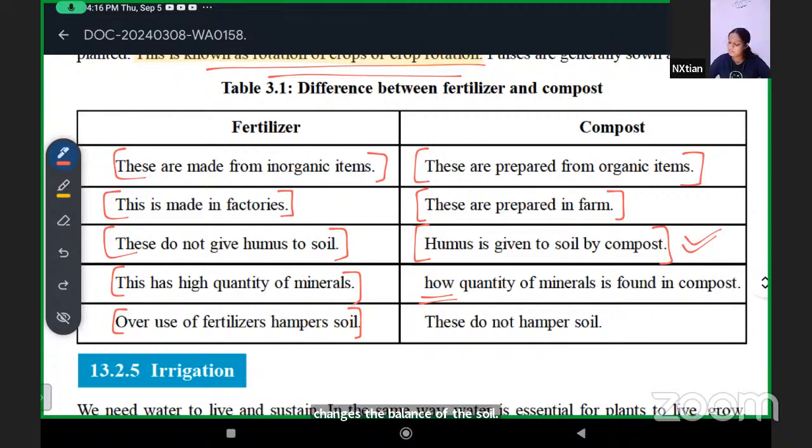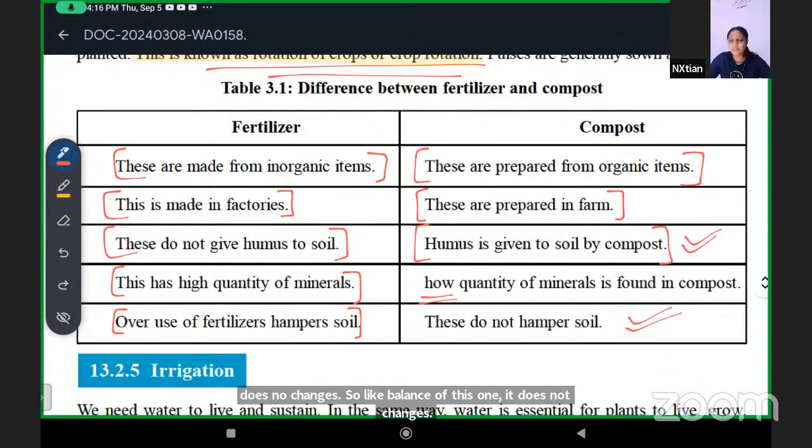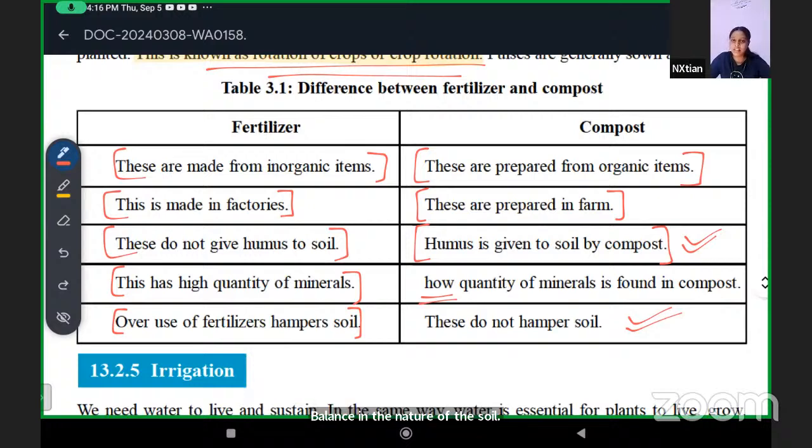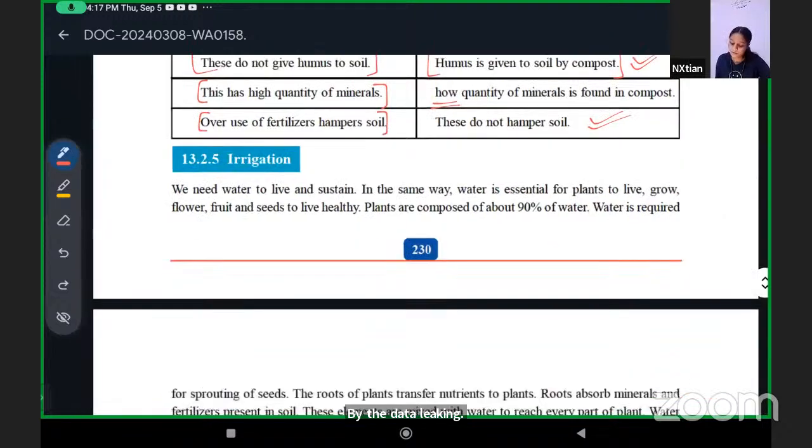Fertilizers can be overused, but compost can be used nicely. It does not change the balance of the soil, because compost is created by nature itself, by the dead and decaying organisms. So this does not hamper the soil.